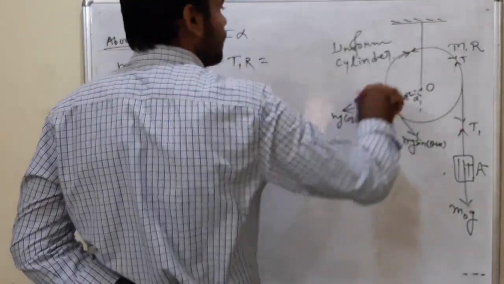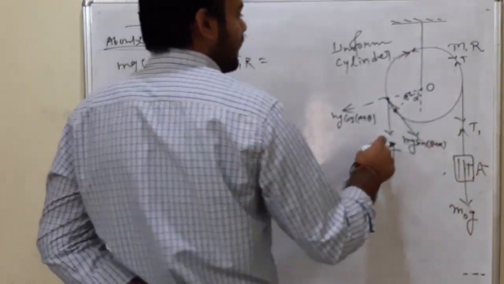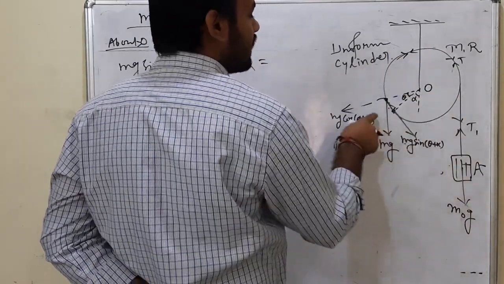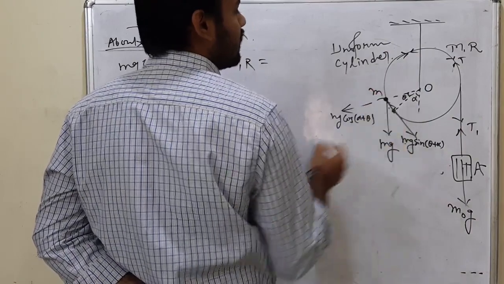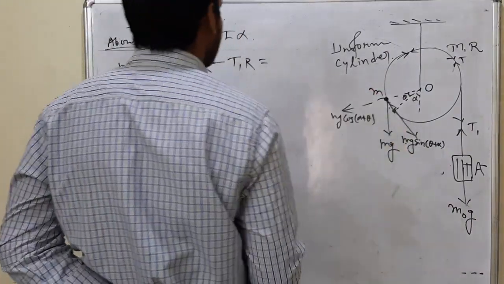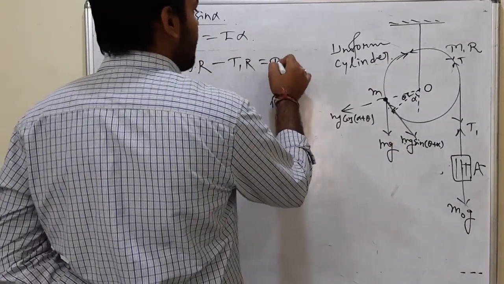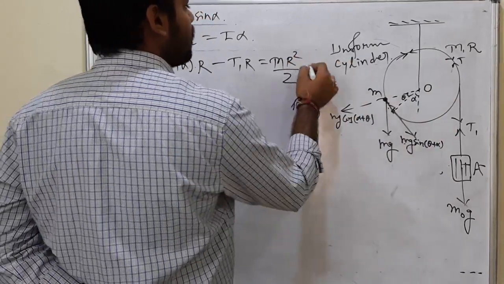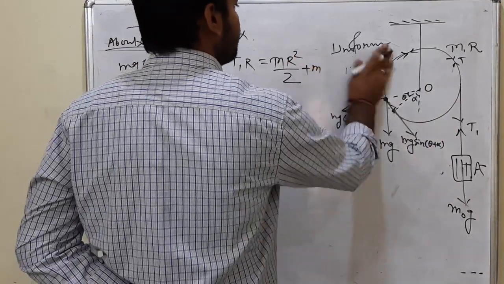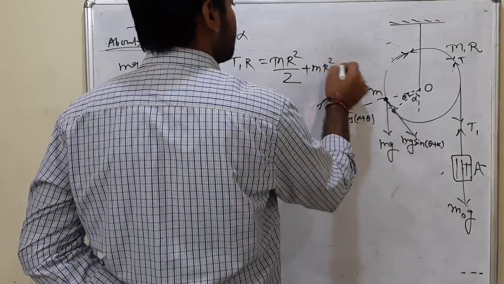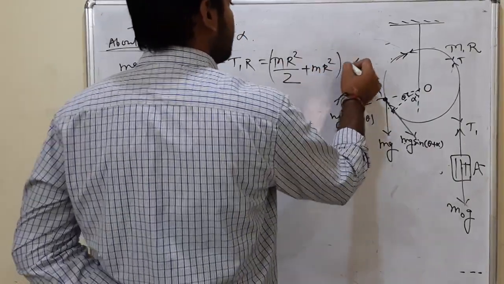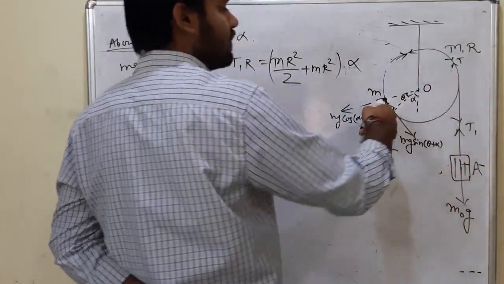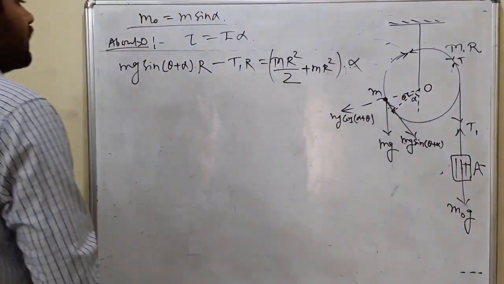What is I of the system? In our system, there are two things: one is this cylinder, and the other is this point mass, this bead. So it will be MR squared by 2 for the cylinder, plus small m r squared for the point mass, times alpha. This is the moment of inertia of the combined system, the uniform cylinder plus the small mass.